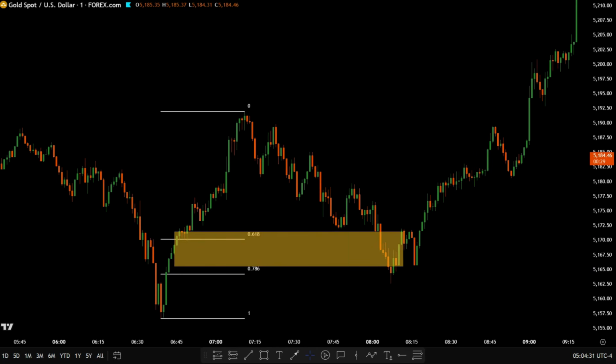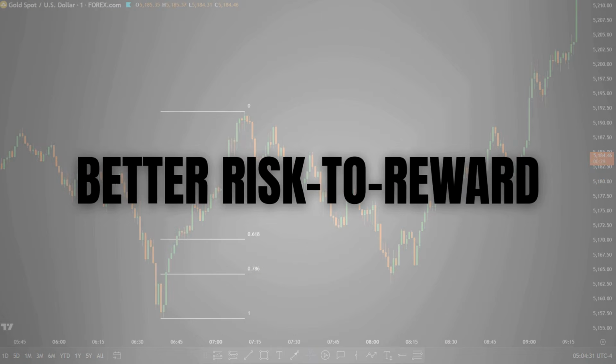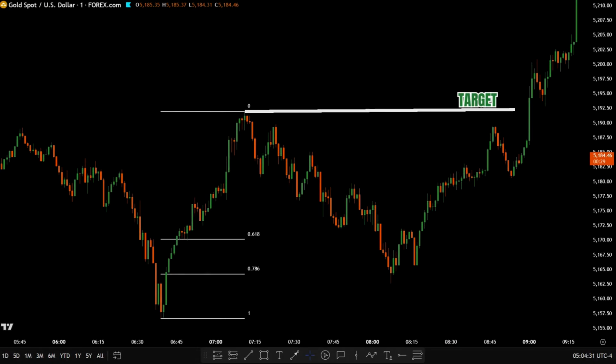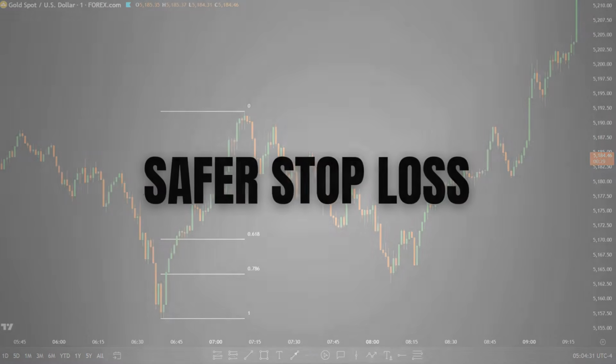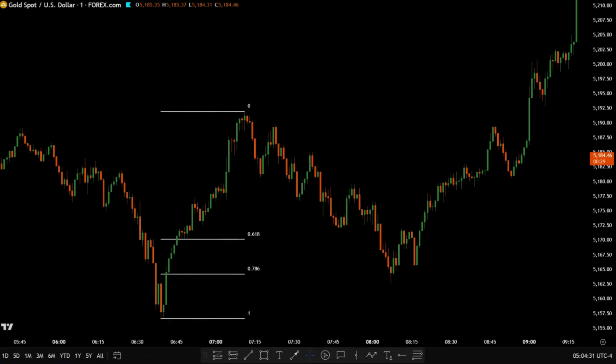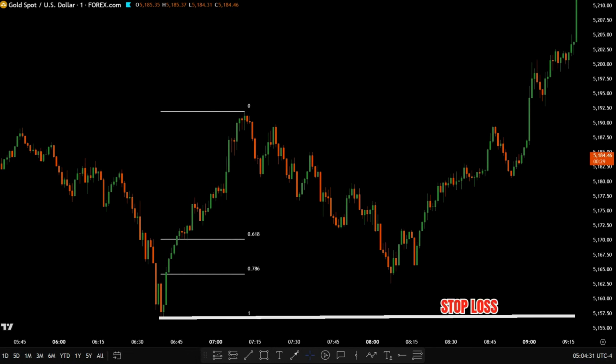Here's why this zone matters. Better risk to reward. Your first target is the previous swing high, where liquidity rests. Entering from a deeper retracement means a much longer distance to target, a significantly better R to R. Safer stop loss. Your stop goes below the original swing low. Entering deeper means your stop is closer to that low without compromising the trade logic.